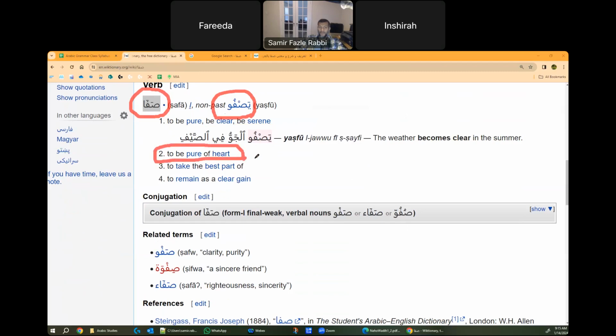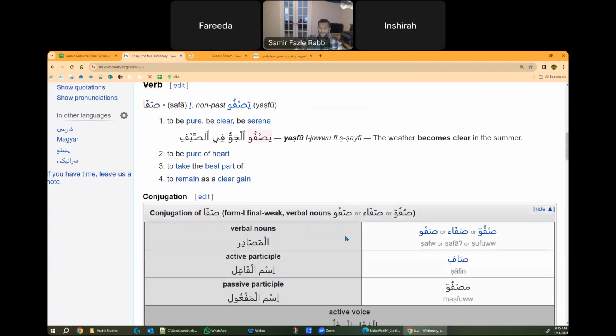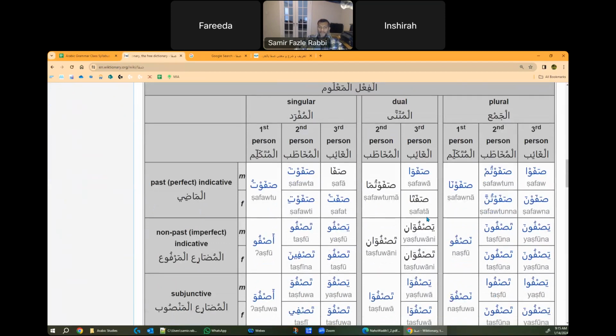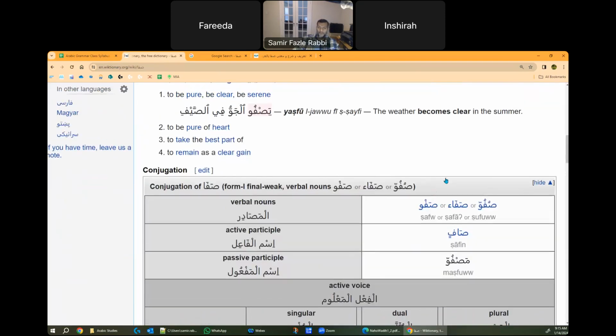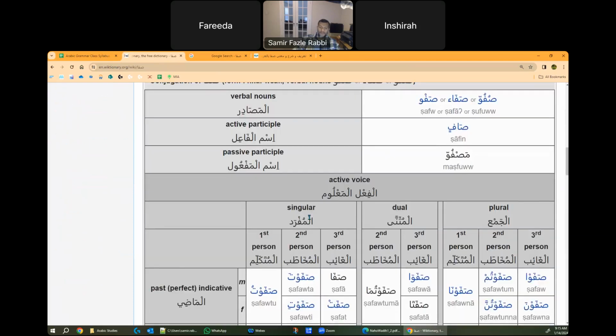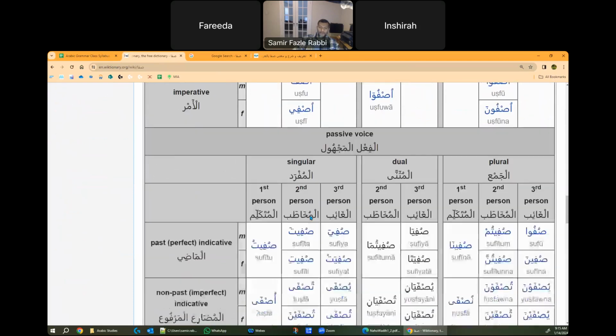And then they gave some other possible usages. So it could be pure for heart. It doesn't necessarily have to be something physical. To take the best part of, which I've never really heard of, to remain as a clear gain, also I haven't really heard of. And then when you click on the conjugation right here, this gives us everything we need in terms of the verbal forms.